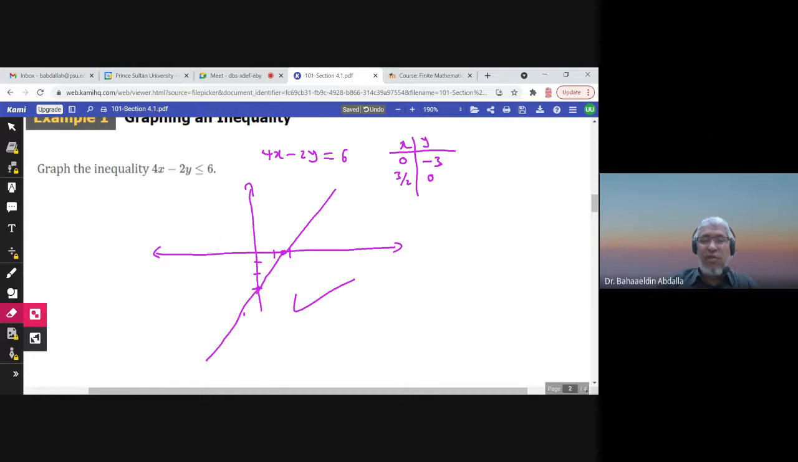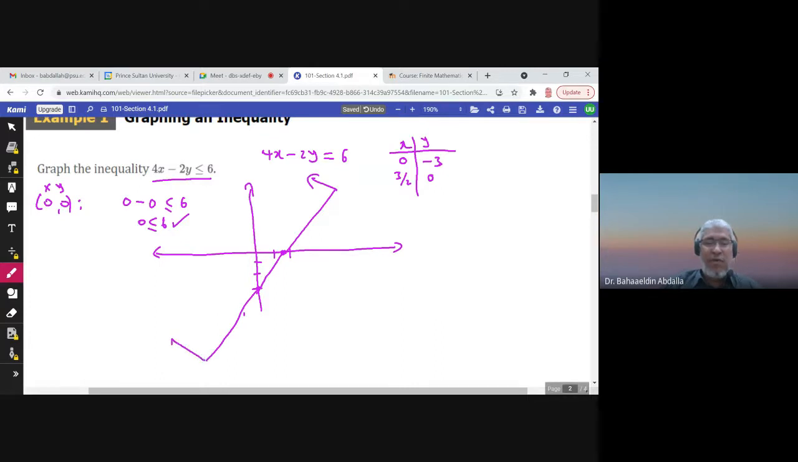To find out which half it is, I choose a point, any point. I'll choose the point (0, 0). So x is 0, y is 0. So I go now to the inequality and see whether (0, 0) is a solution. 4 times 0 is 0, minus 2 times 0 is 0. 0 minus 0 is 0. Is 0 less than or equal to 6? Correct. So the answer is this half. And this is the graph of this inequality.